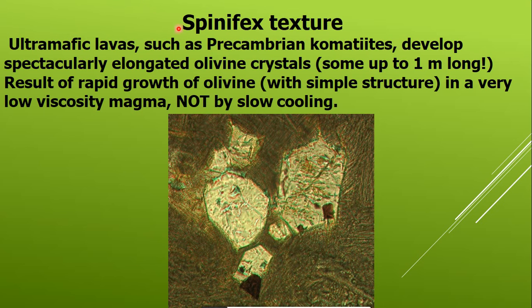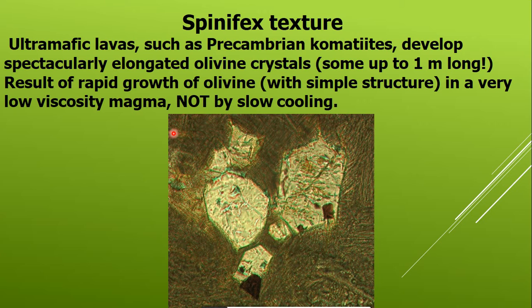Now we come to the spinifex texture. Ultramafic lava such as Precambrian komatiites, that is, formed in Precambrian komatite rock, develops spectacularly elongated olivine crystals, some up to 1 meter long, the result of rapid growth of olivine with simple structure in a very low viscosity magma, not by slow cooling.